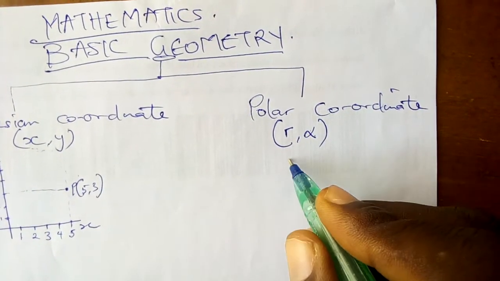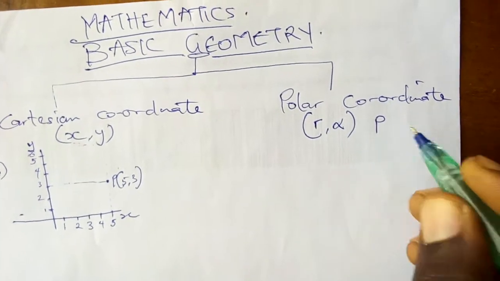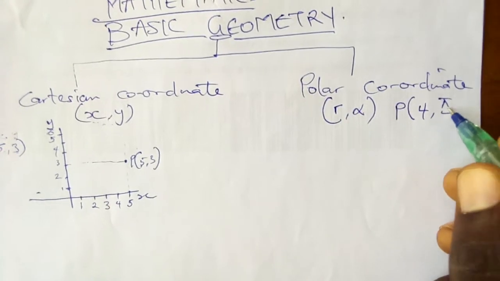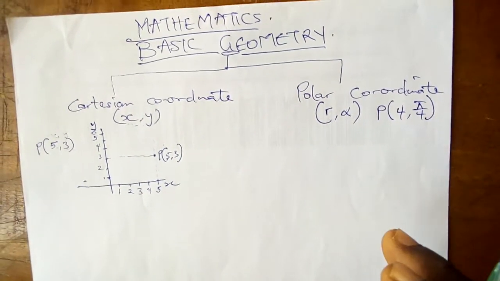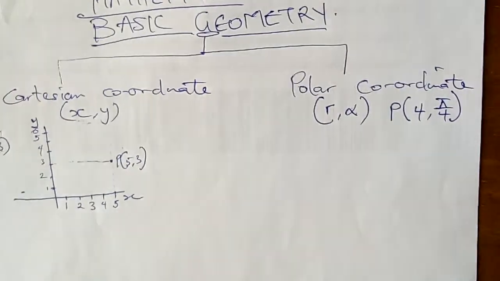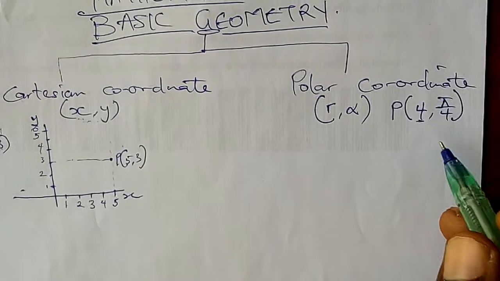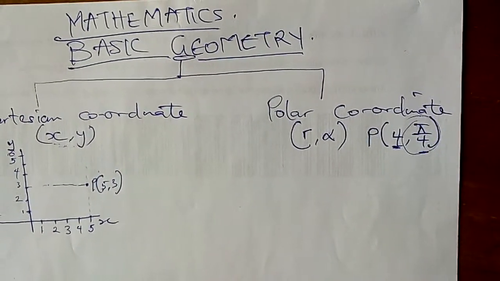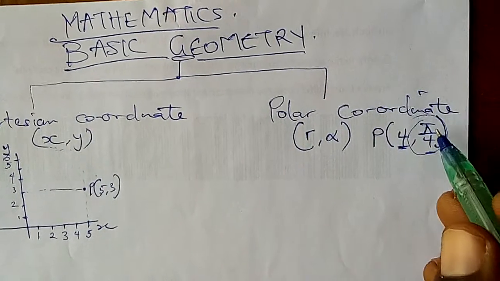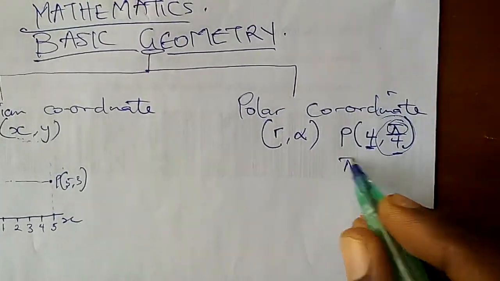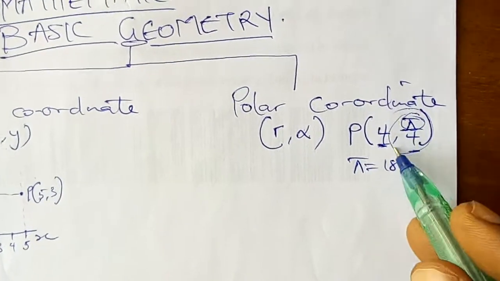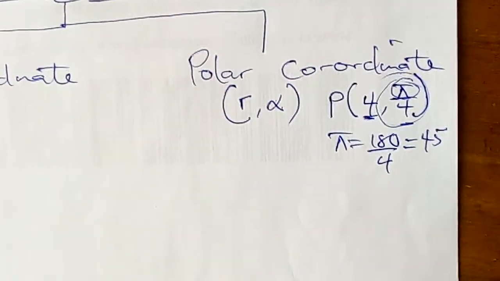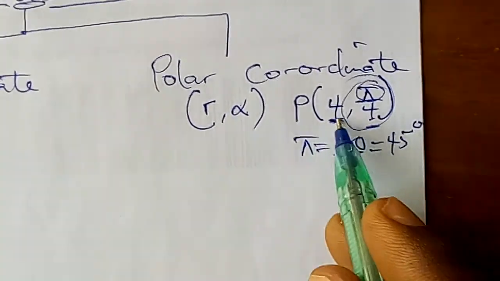If I have this point, let's take for example, they want me to locate this point P of, let's say, 4 and pi over 4, on my Cartesian graph. This is the r, which is the relation with the angle, and this is the angle. How will I transform this angle and locate the point? We all know pi is 180. You need to know that pi is 180. Dividing 180 by 4 gives 45, so we have 45 degrees, and our r is 4.